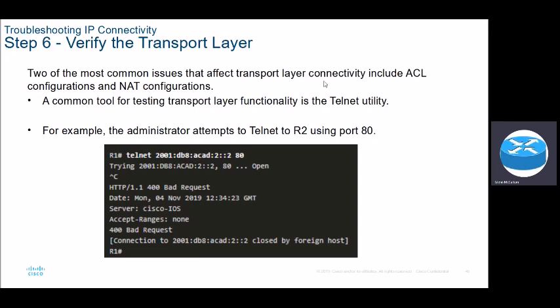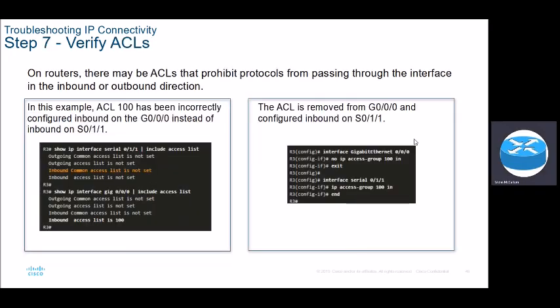So verifying the transport layer. Again, if you can get the application layer to work, I suppose the transport layer is working. ACL, so of course you can do show ip interface, and that will tell you what ACLs are running. And so, of course, yeah, it's got to be applied to the right interface in the right direction for it to work properly. And of course, yeah, you can do show access-lists to actually see what the access list does.